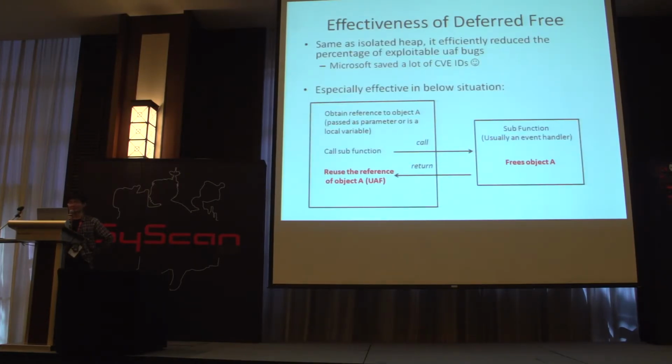Same as isolated heap, the deferred free is very efficient. And Microsoft saved a lot of CVE IDs with this mitigation, because now if your UAF bug cannot bypass the deferred free, Microsoft will not consider it to be a security bug. It's a bit weird, I think, because the bug itself still exists, right?